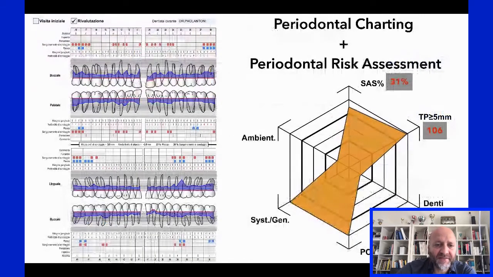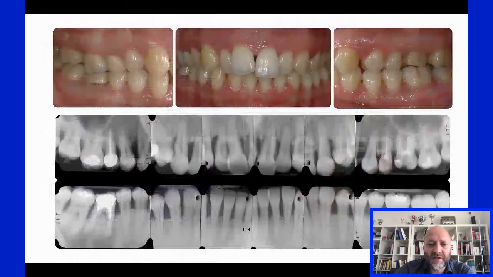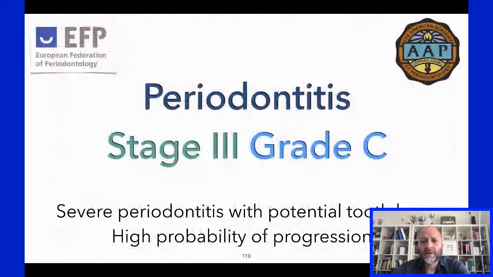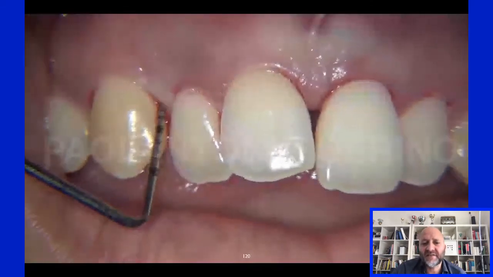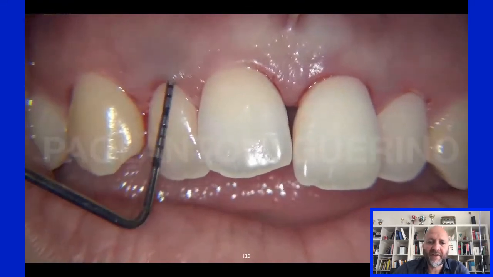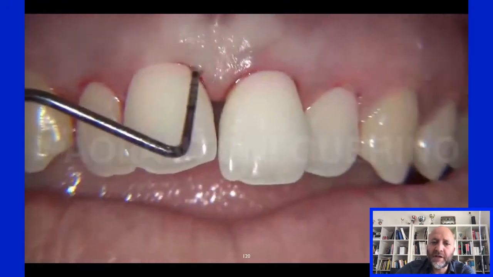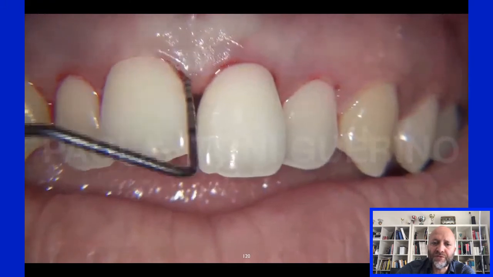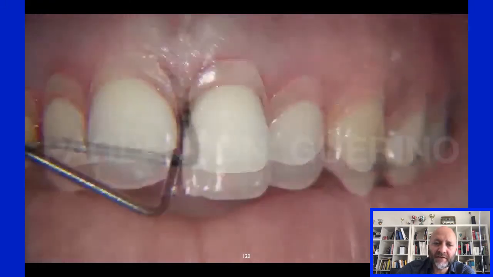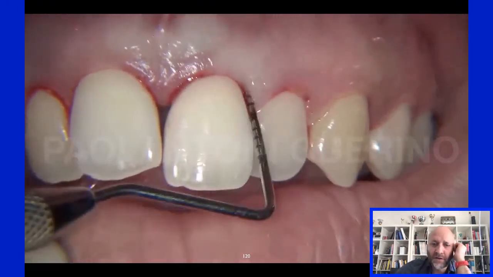This was the aspect. On the left side, we can see the periodontal chart. On the right side, the periodontal risk assessment. This was the aspect of the X-ray evaluation. The patient had stage 3 grade C. Even in this case, we start with non-surgical periodontal therapy. This was the defect, very deep in the frontal area, with a pocket near to 10 millimeters between the two teeth. On the mesial aspect of 1.1 and 2.1, the same defect.